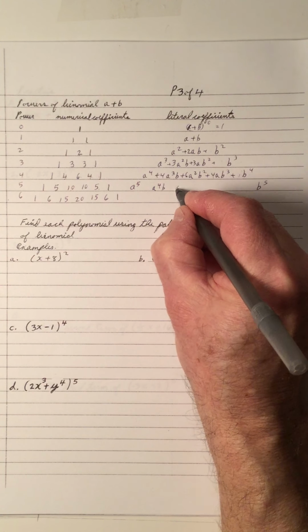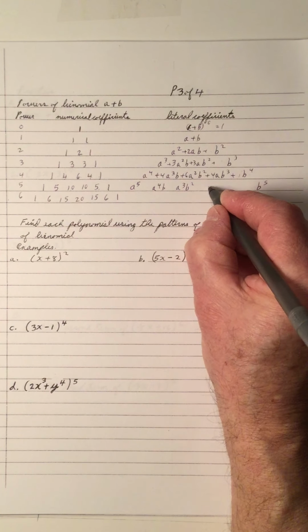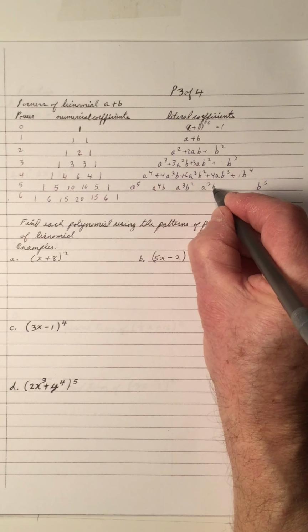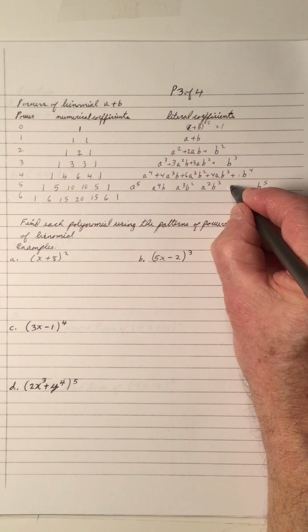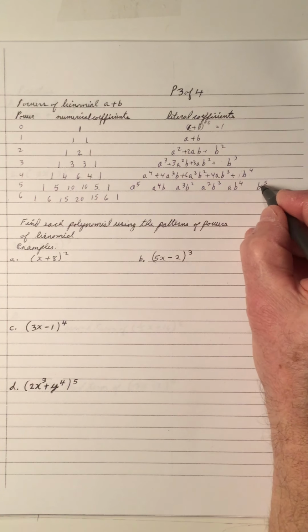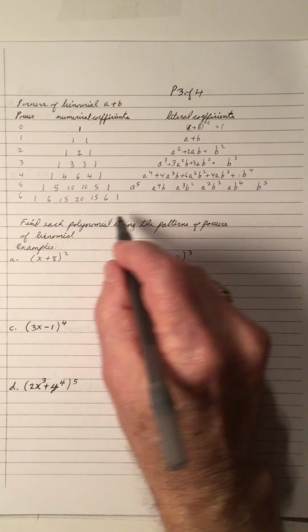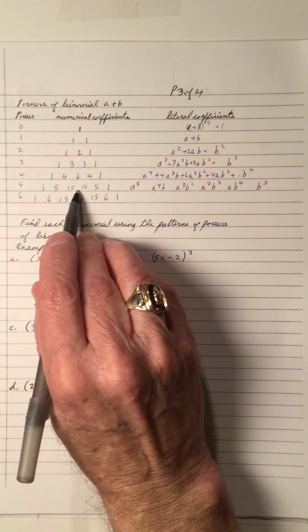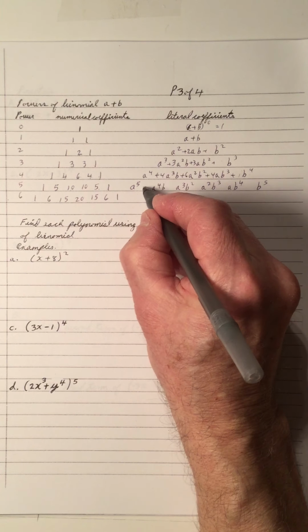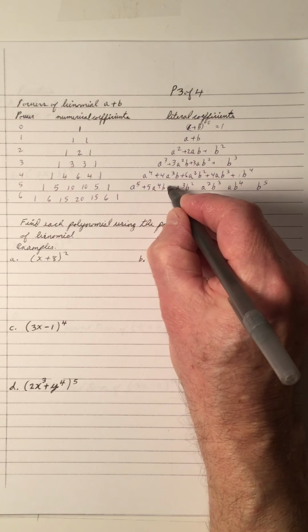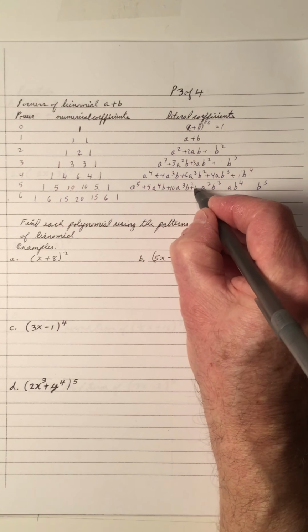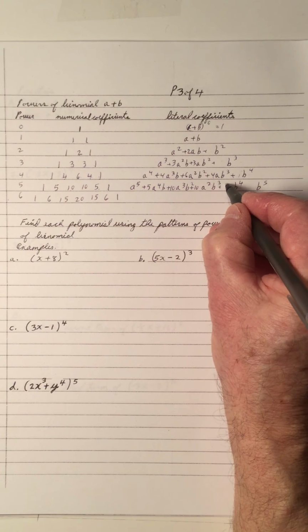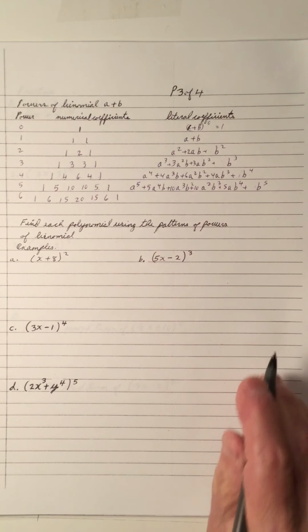a⁴b, a³b², a²b³, and that's ab⁴. And we have all the numbers. So we got a 1, 5, 10, 10, 5, with a 1.